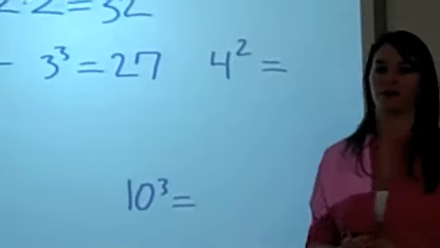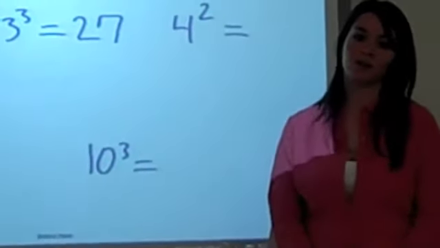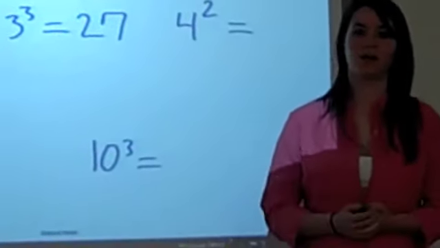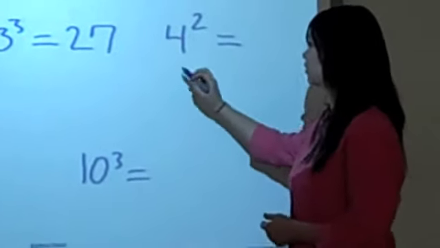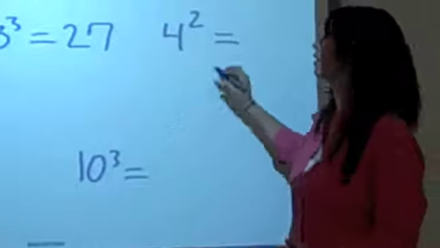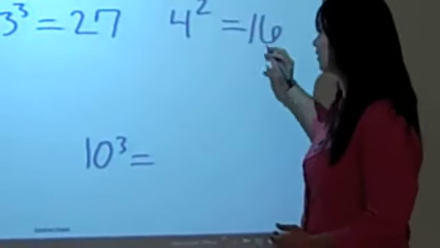4 squared. Now, I'm sure most of you have done the power, like multiplying a number times itself and going to a square. So 4 squared is just 4 times 4, which is 16.